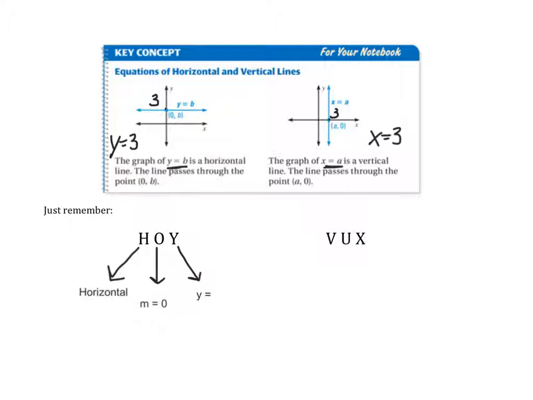The next is Vux. The V stands for vertical. The U is there to remind you that the slope of a vertical line is undefined.